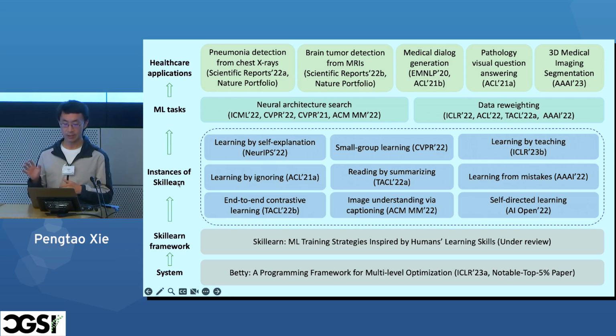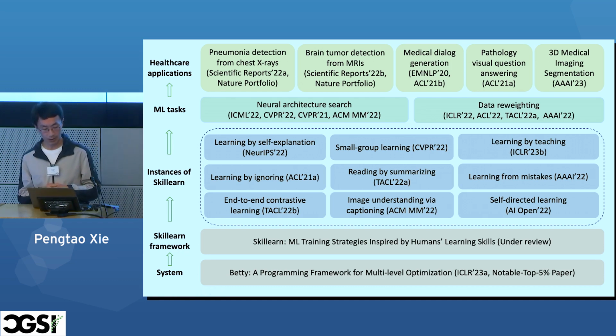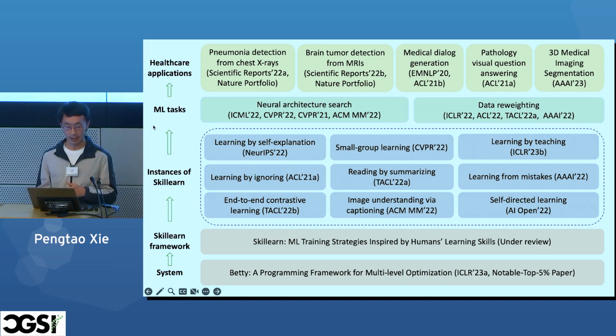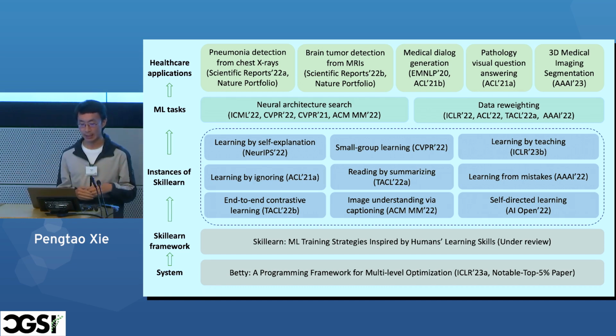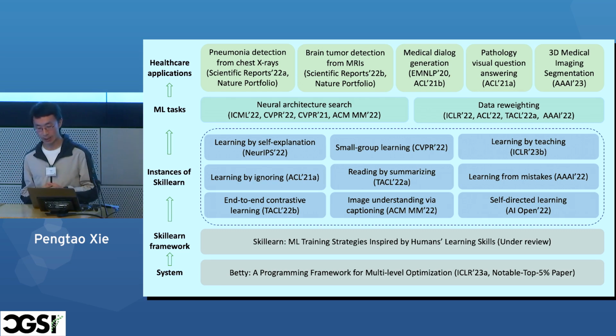Then on top of this Skillearn framework, we develop the instances. For each instance, we take a human learning technique, such as learning by self-explanation, small group learning, etc., and use this framework to transform it into a machine learning training strategy that can be applied to improve different machine learning tasks, such as neural architecture search, data reweighting, augmentation, etc. Then on top of these improved tasks, we develop healthcare applications in medical images, medical dialogue, visual question answering, etc.